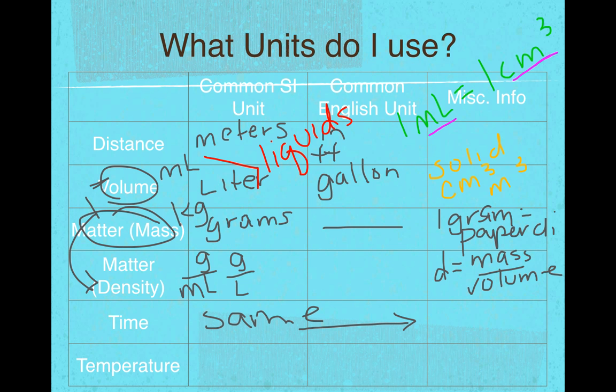Okay, the final one that we have here is temperature. In English, we measure in degrees Fahrenheit. However, in science, I know what you're thinking. You're thinking it's going to be degrees Celsius, right? Okay, not entirely correct. The actual unit for temperature is Kelvin, which is abbreviated K. Kelvin is the SI unit for temperature.